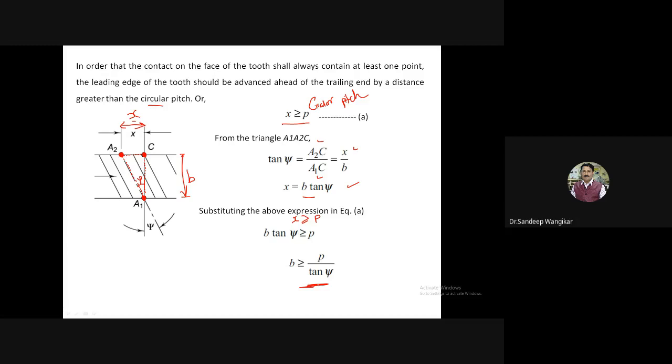Okay, draw the diagram and write down whatever I have written. Then we will proceed further and we will finish this part. Take 2 minutes.